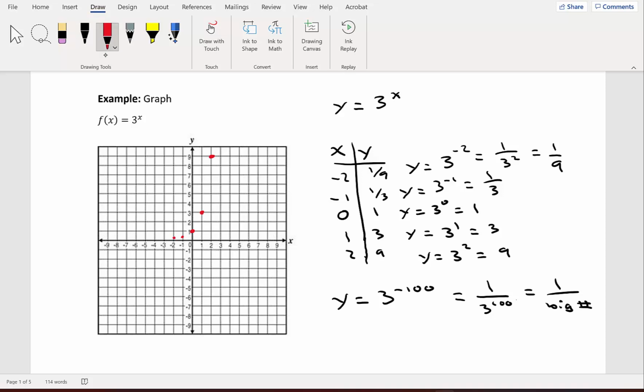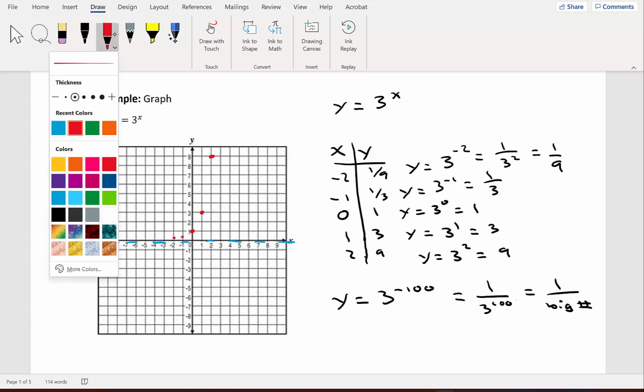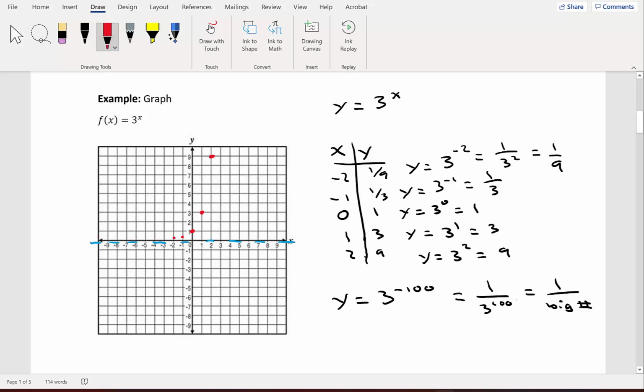And that's why we have this horizontal asymptote here, because our graph is never going to touch this line. It's never going to touch it or cross it. So when we draw a graph, we're going to draw a line that gets really close to that y equals 0, but doesn't actually touch it or cross it. And we have this graph.